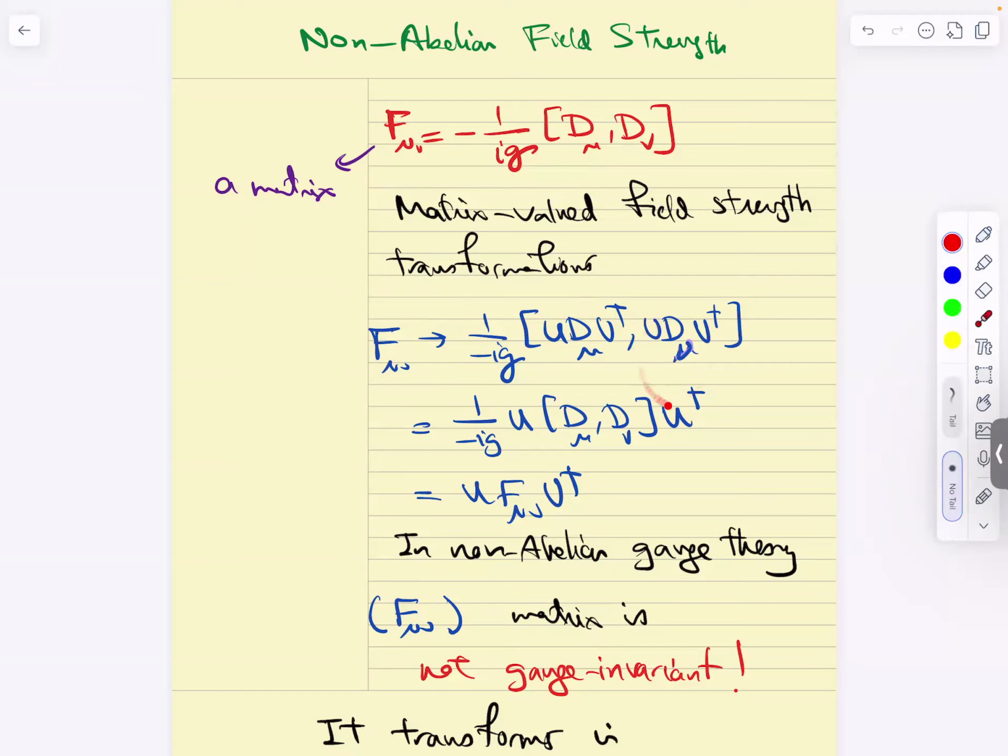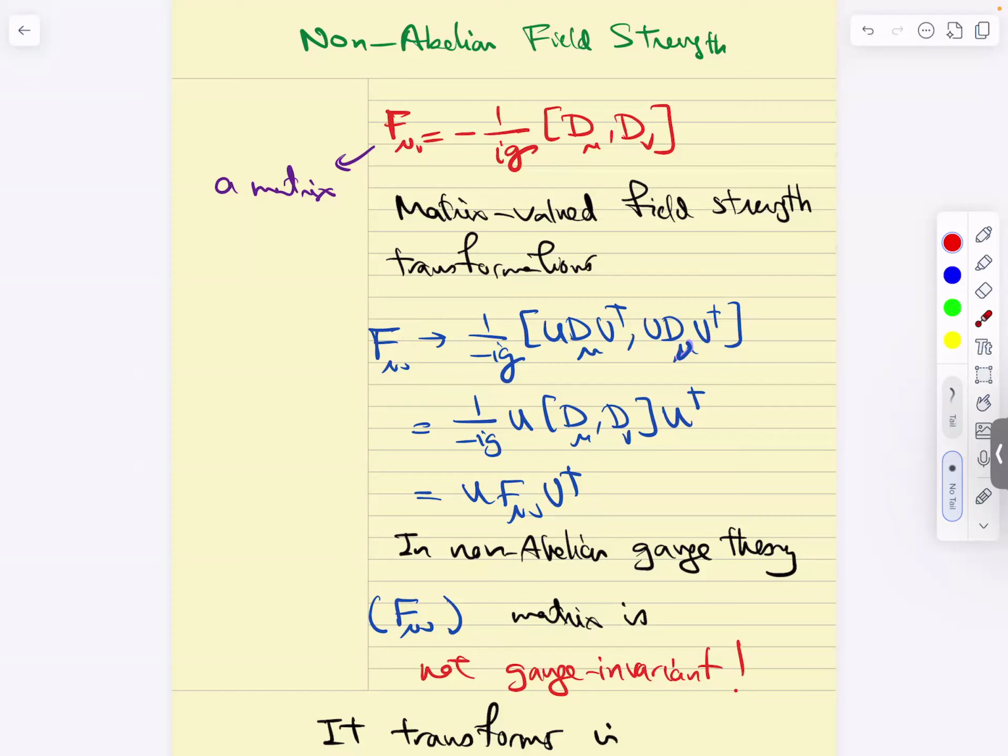So here's how they transform. You can take the U and U dagger out of the covariant derivative. So you find that, as matrices, they transform covariantly in the adjoint. F mu nu transforms in the adjoint. So what does that mean? It means that it's not gauge invariant.